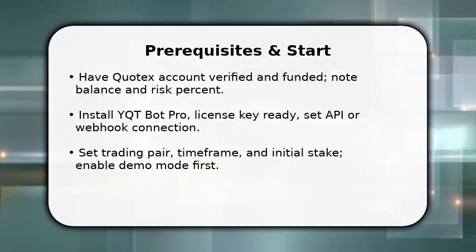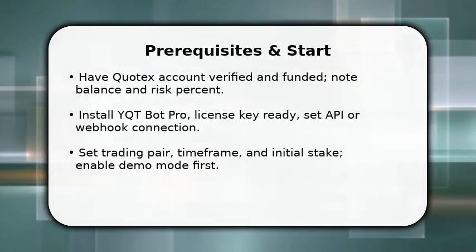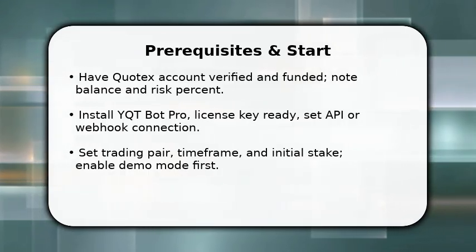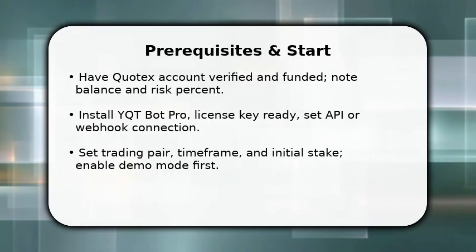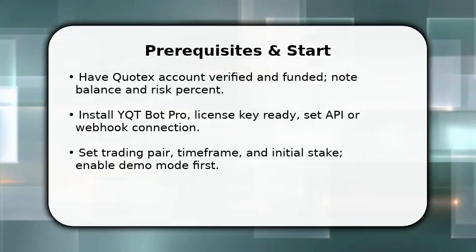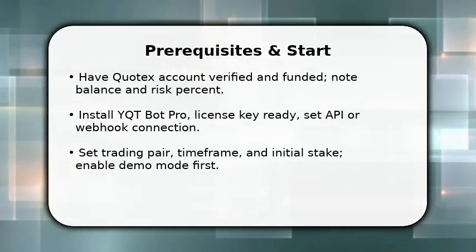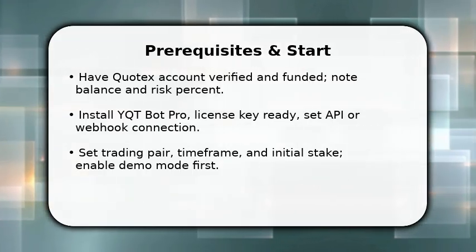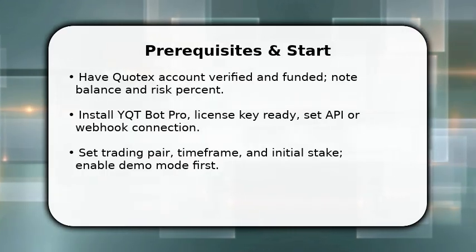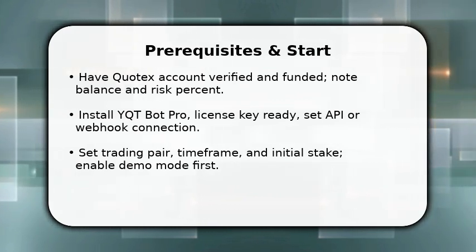You start by confirming essentials: a funded Quotex account and Yqt Bot Pro installed with your license key. Once done, link the bot to Quotex via API or webhook. That connection lets the bot place orders directly. Make sure your initial stake, trading pair, and timeframe are set, and enable demo mode so you can watch behavior without risking real funds. These steps get you moving immediately. They remove setup ambiguity and let the bot begin simulated trading right away.